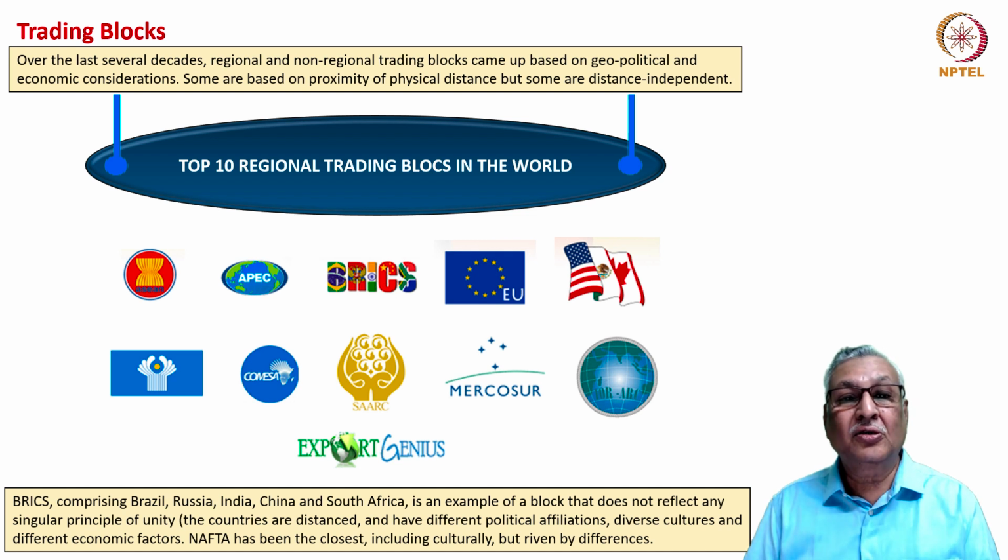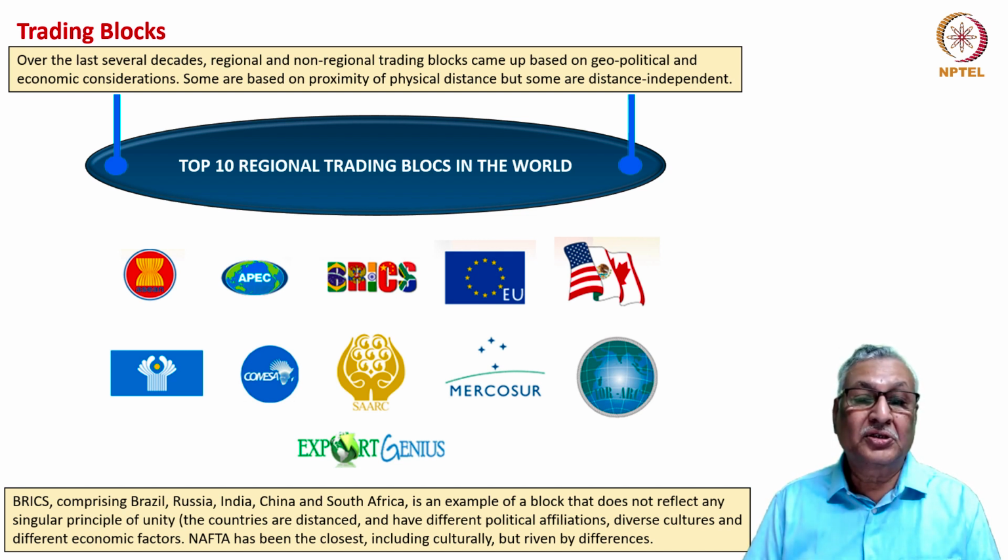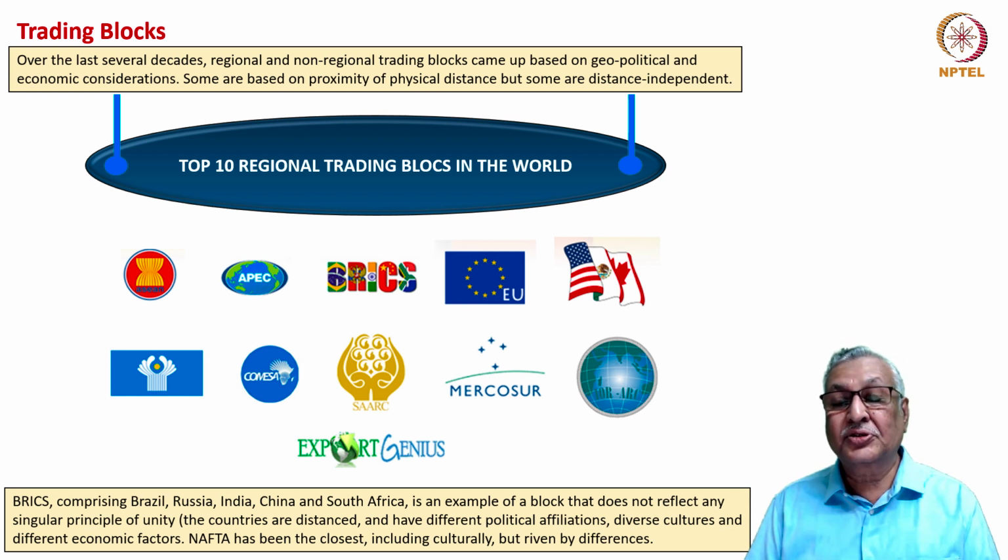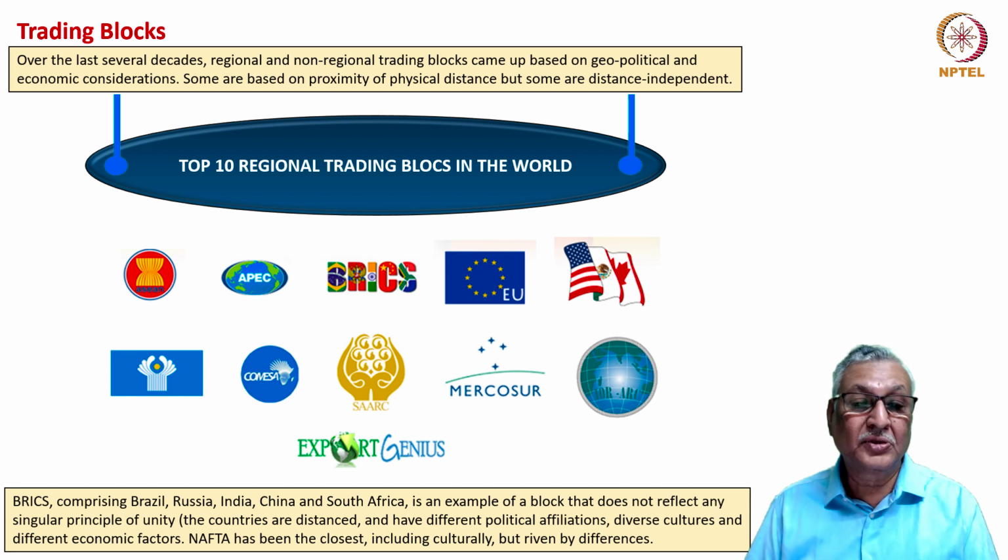If you look at the top 10 regional trading blocks in the world, we know that there are certain trading blocks which were constituted essentially for trade, particularly NAFTA. Similarly, the European Union was established to promote one common block of currency as well as one common block of trade. BRICS was a very unique trading bloc.